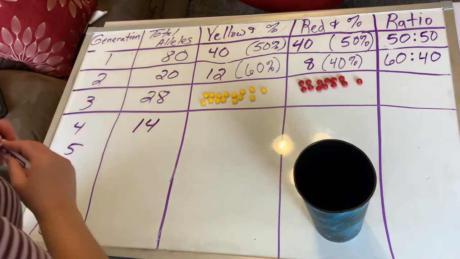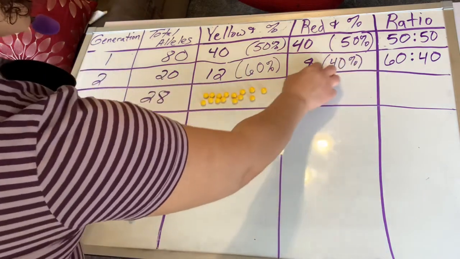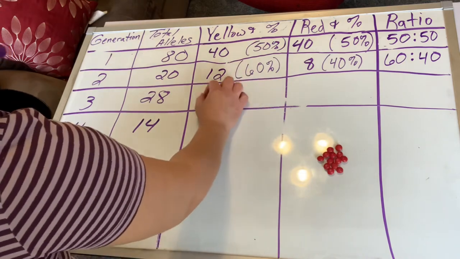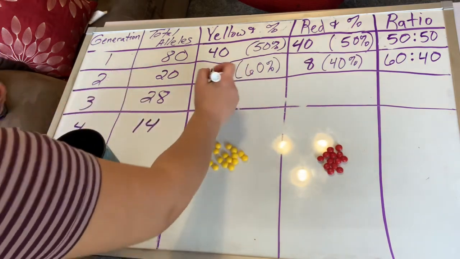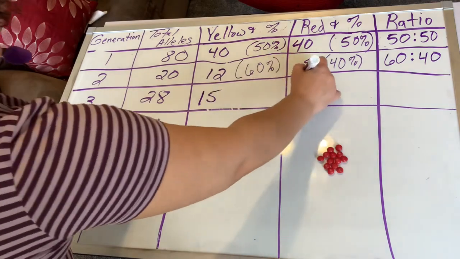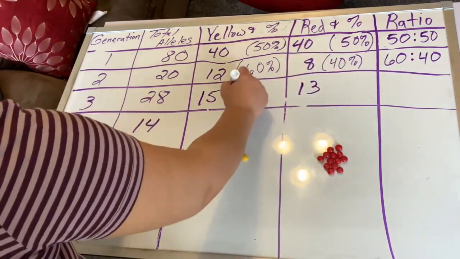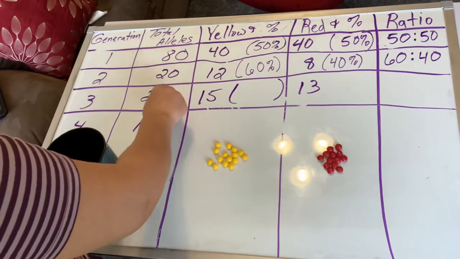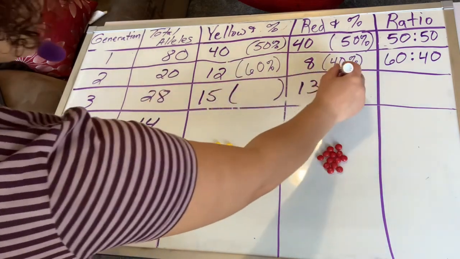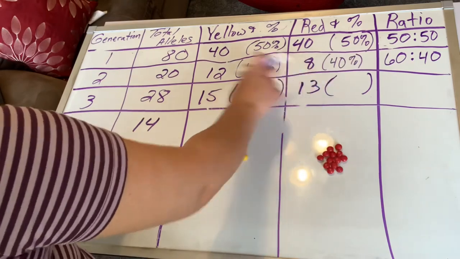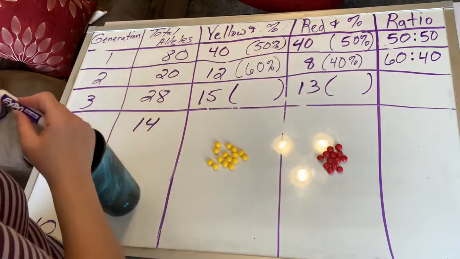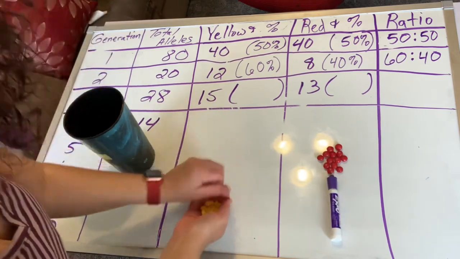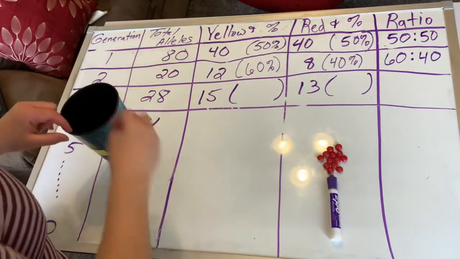So let's go ahead. Let me make sure I write my numbers down so I don't forget. I had 15 and 13. So 15, 13. Figure out your ratios. Don't use my ratios. You should be doing yours. So 15 divided by 28, that's my percent. And then 13 divided by 28, that'll be my percent. So throw these new individuals back into the gene pool.